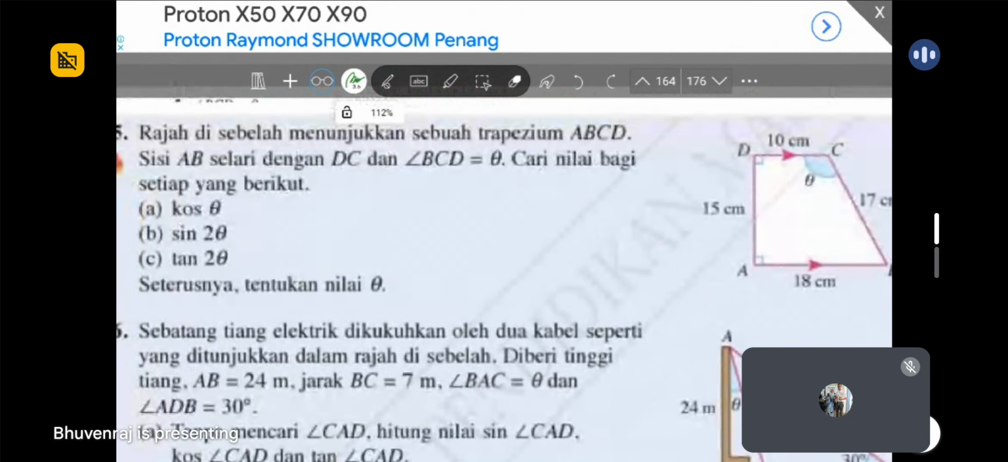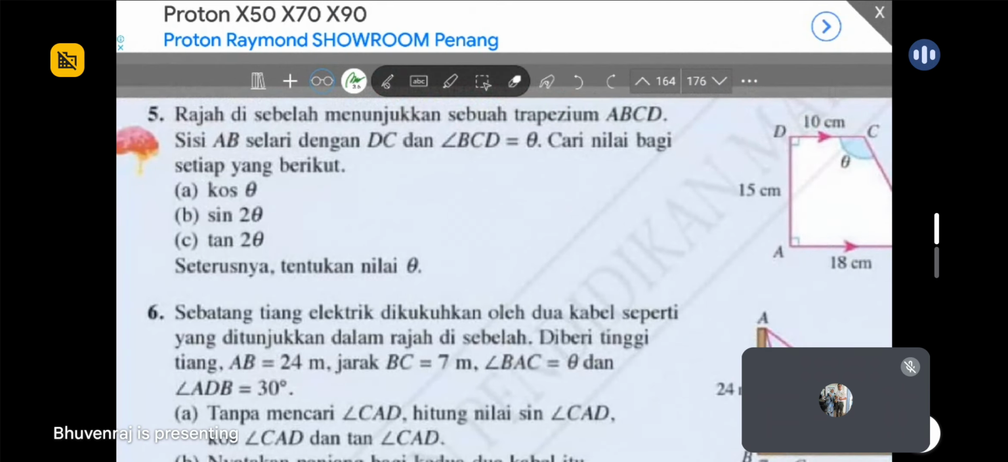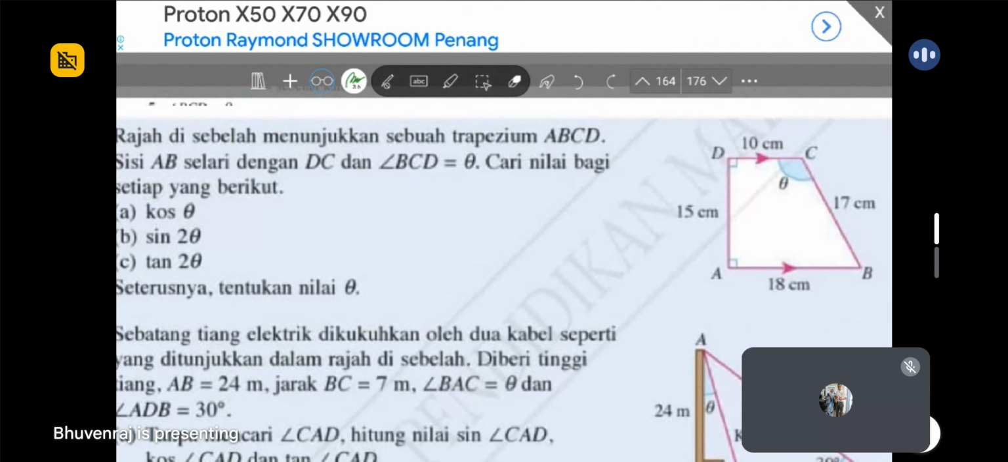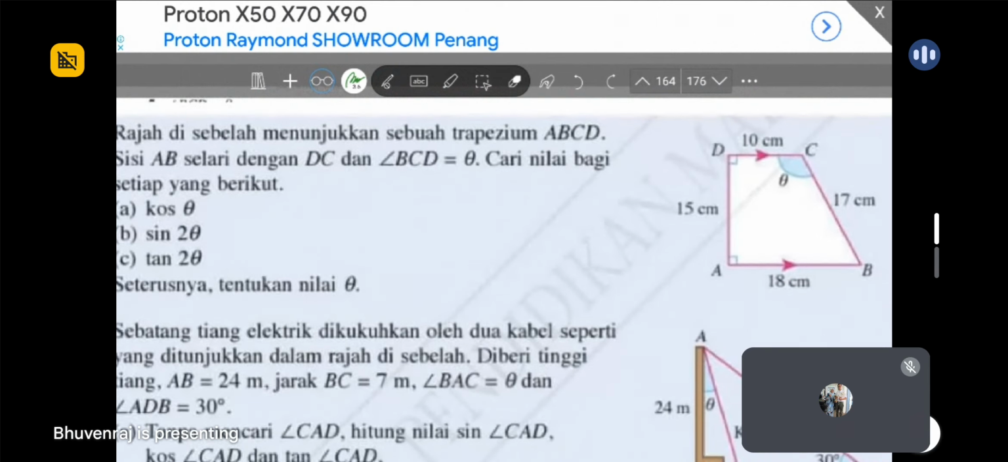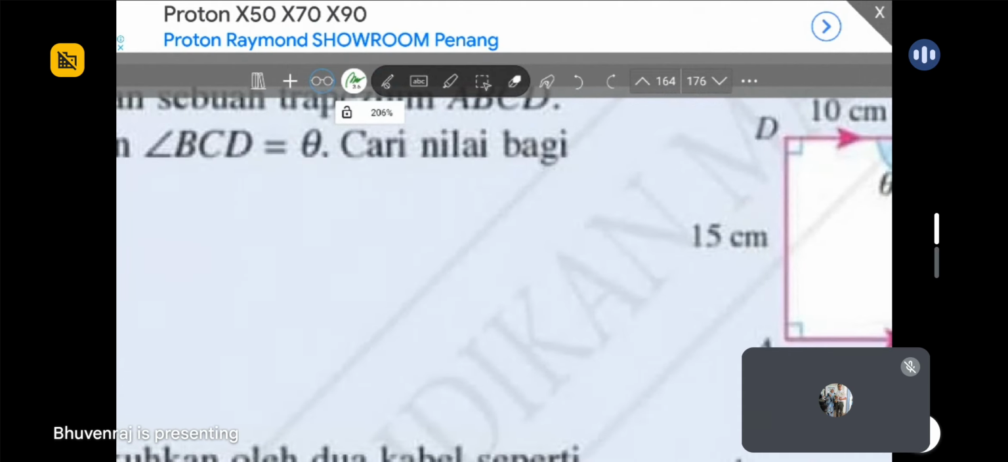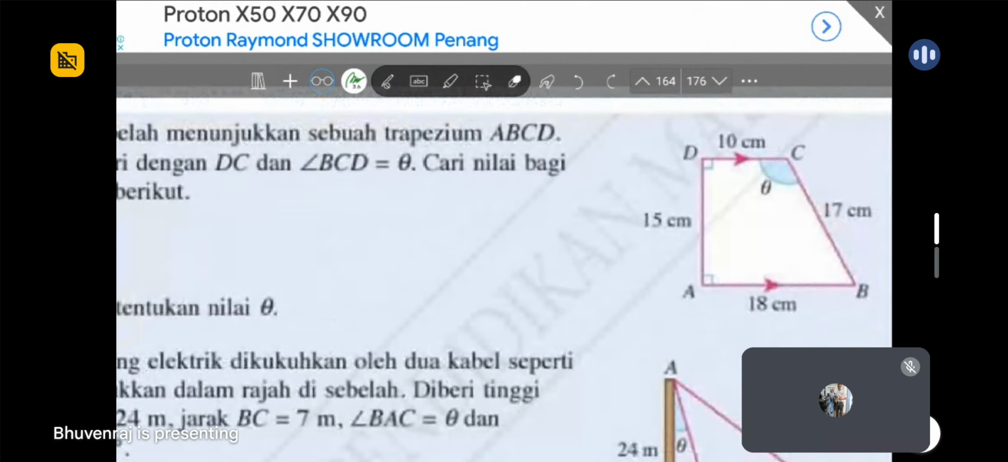Now we come and see some daily life questions, guys. For the daily life question, it is again using the same concept, not so difficult. You can see over here question 5. They are telling you angle BCD equals theta. It is a good question. The first question asks you to find cos theta.